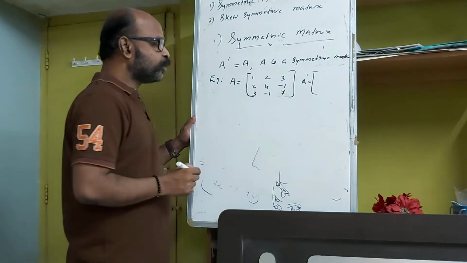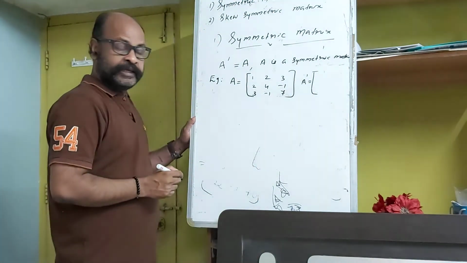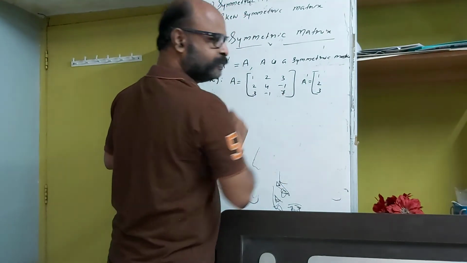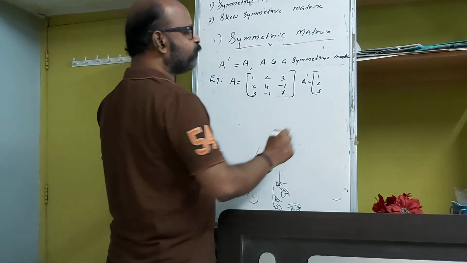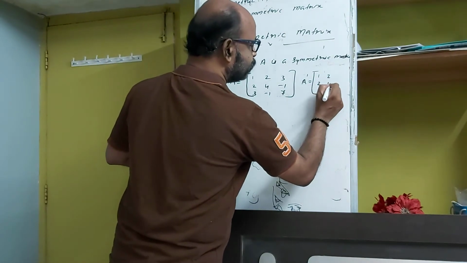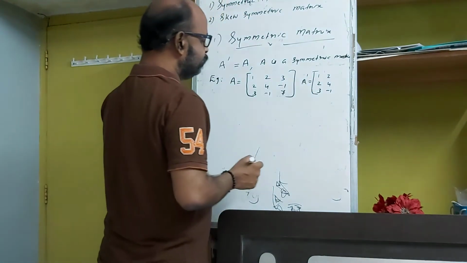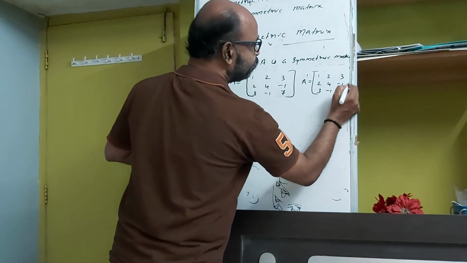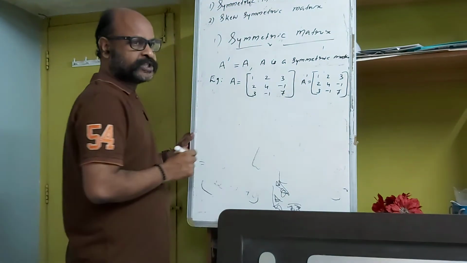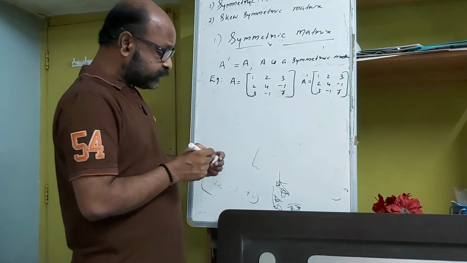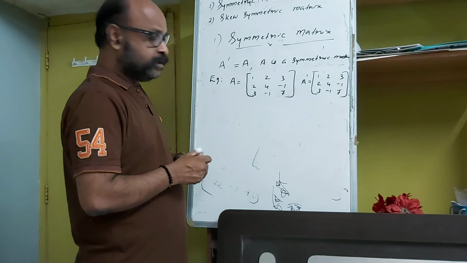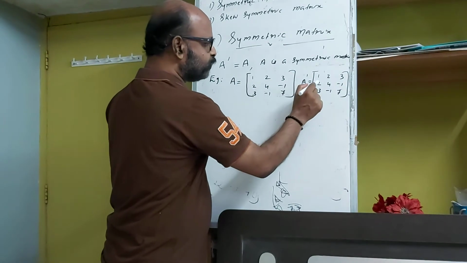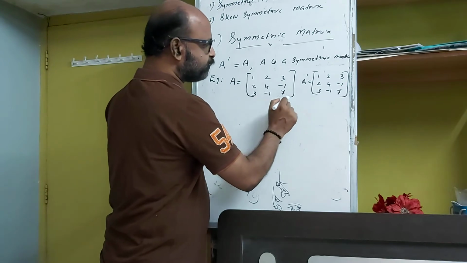How do we write the transpose of A? We come to A, write the first row 1, 2, 3 as the first column. Second row 2, 4, minus 1 as the second column. The third row 3, minus 1, 7 as the third column. Now see, or just compare the two matrices A and A transpose. First row of A 1, 2, 3, we get 1, 2, 3. 2, 4, minus 1, 2, 4, minus 1. 3, minus 1, 7, 3, minus 1, 7.